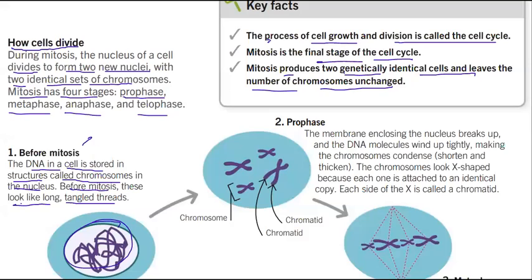The second thing is prophase. The membrane enclosing the nucleus breaks up. The DNA molecules wind up tightly, making the chromosomes condense, shorten and thicken. The chromosomes look X-shaped because each one is attached to an identical copy. Each side of the X is called a chromatid.